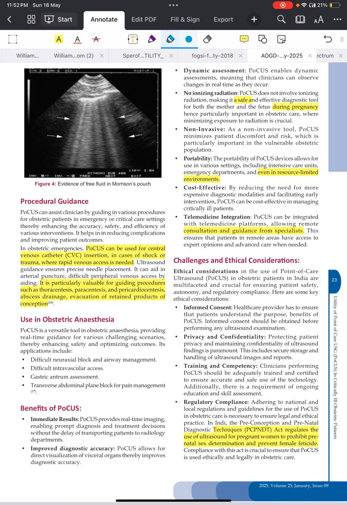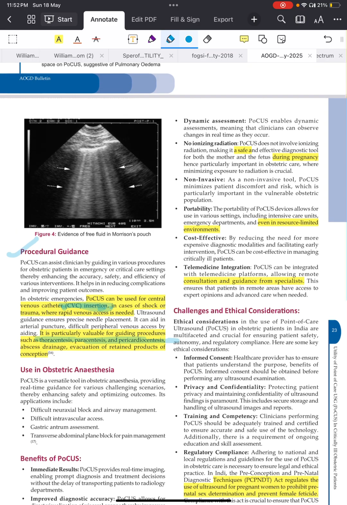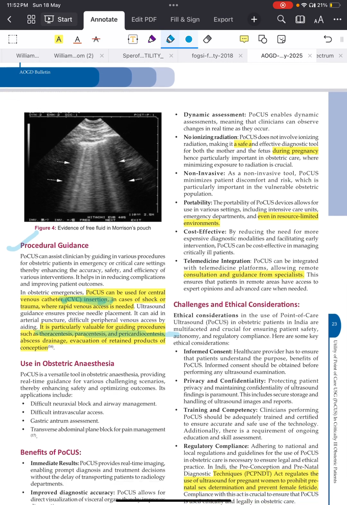Procedural guidance: even a central venous line can be inserted by means of ultrasound, and it is also focused. Some procedures like thoracocentesis, paracentesis, pericardiocentesis can be done.